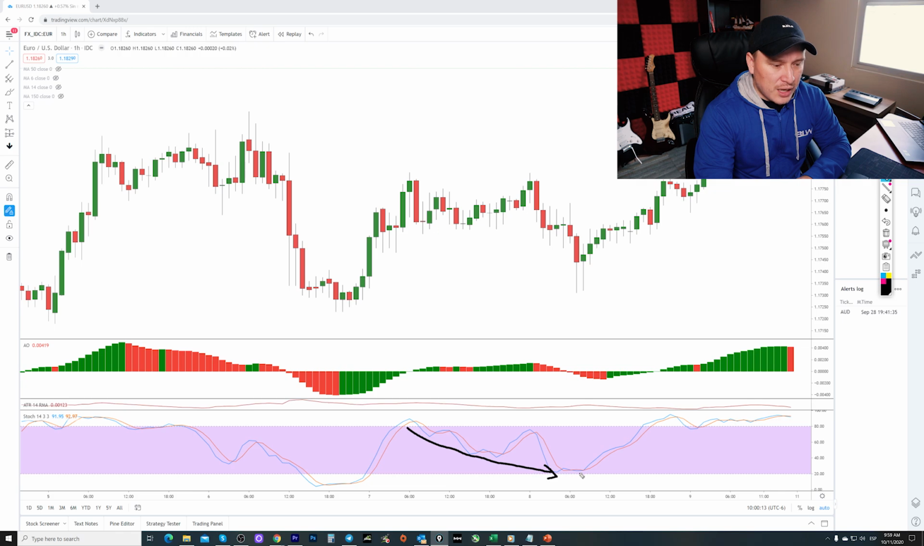And the same thing here. This one is not going to be an entry point, and this one is going to be enter here and close around right here. Okay, so let's go ahead and give that a try, shall we? We're going to get a long position on the first trade.